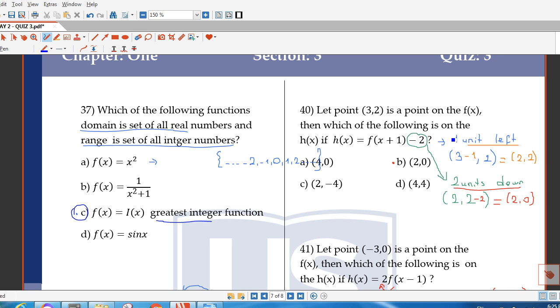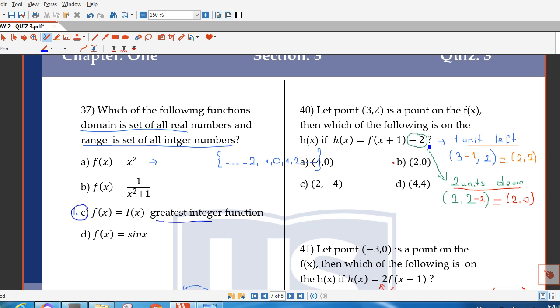Whenever we have a right or left shift, it affects our x coordinate. So 1 unit left is going to be the operation. We should subtract 1 from the x coordinate, but not touch the y. So the new point after shifting 1 unit left is going to be (2, 2).